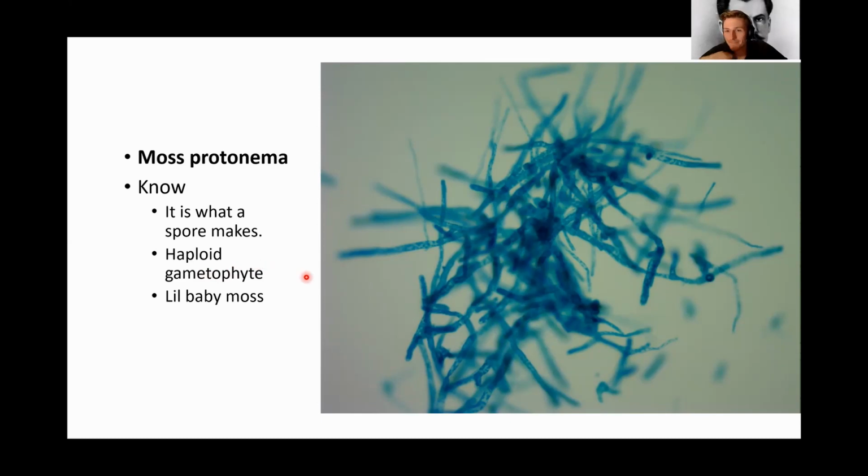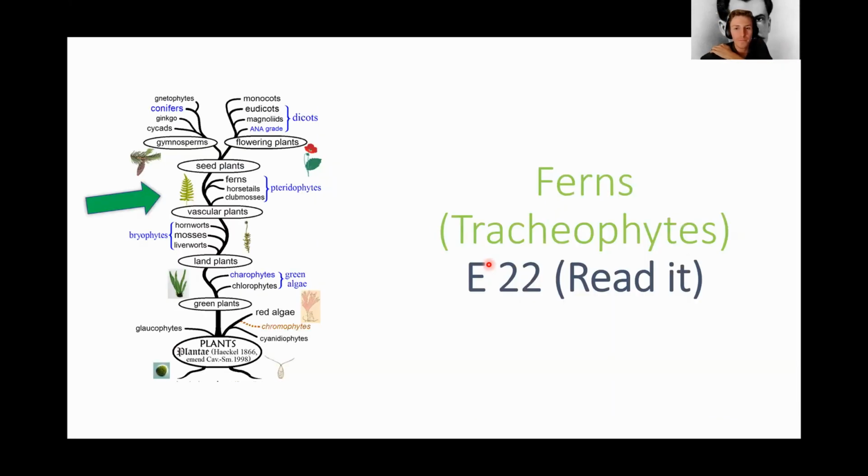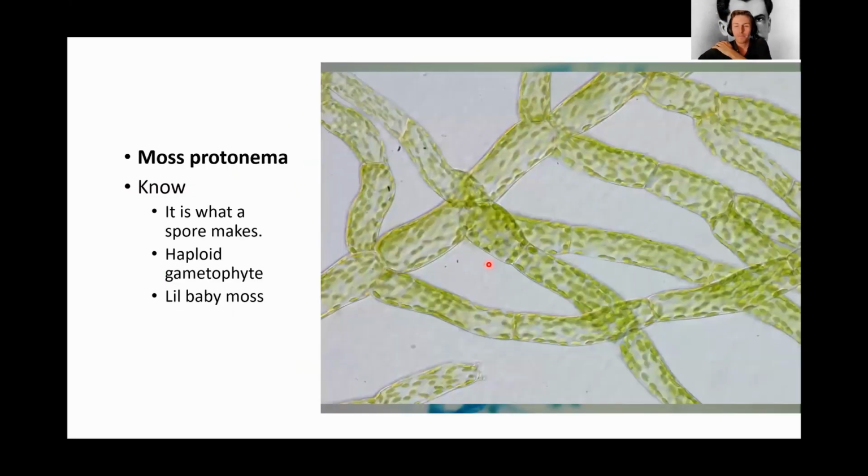That's about it. This is a protonema. Just know protonema. This is a protonema. That's what a spore makes. And there's a better microscope image. Of course, it's photosynthetic. Needs to absorb sunlight too. All right, that's about it for mosses.